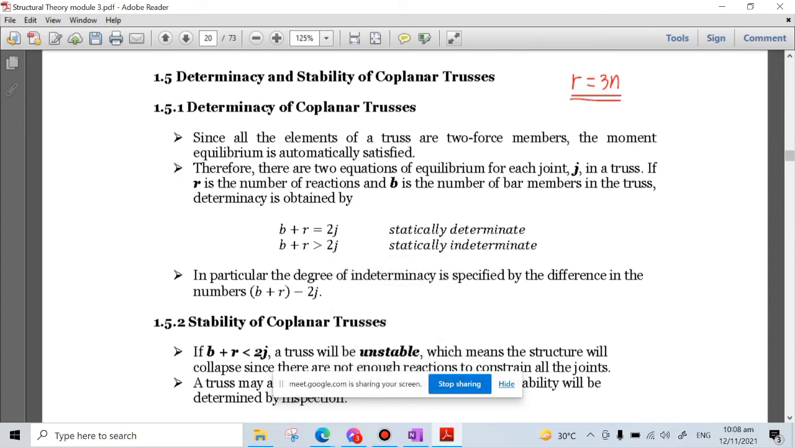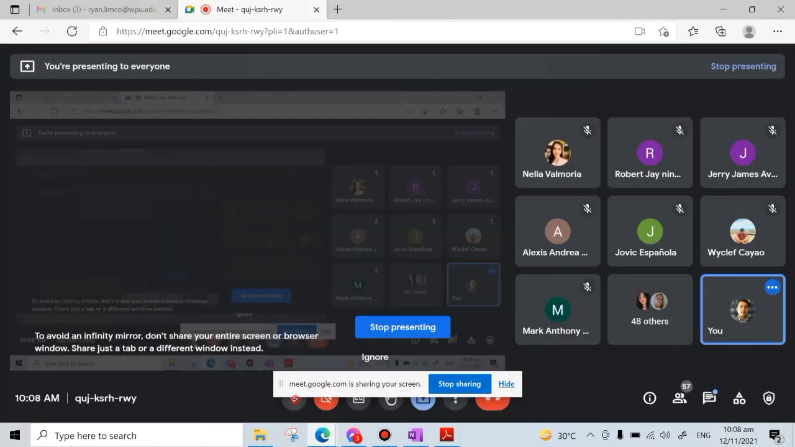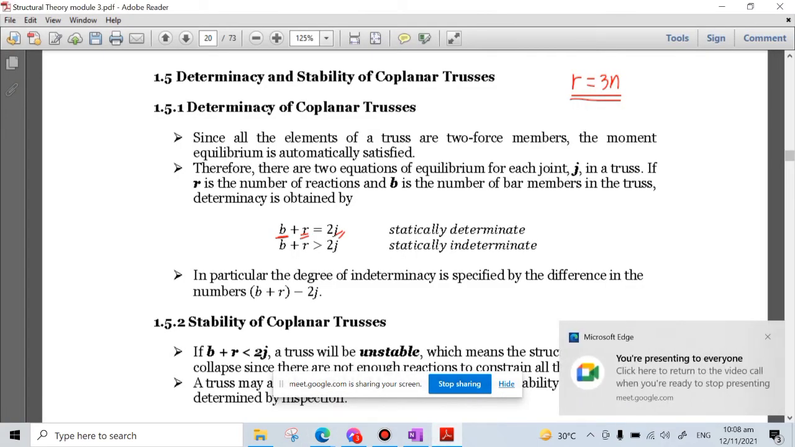Dito naman sa trusses, ang kinoconsider natin dito is the b. b is the number of members. r is the number of reactions. And j is the number of joints. So mamaya pag-uusapan natin to kasi may sample naman to.